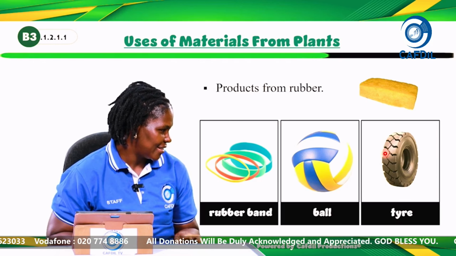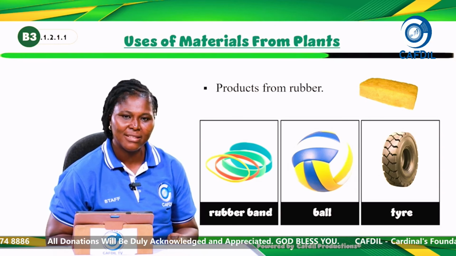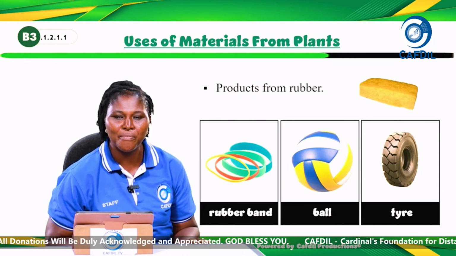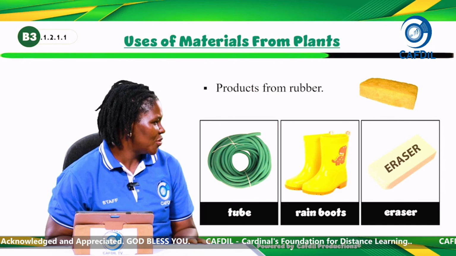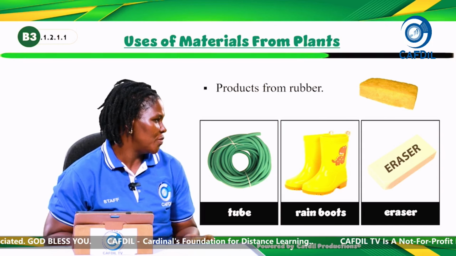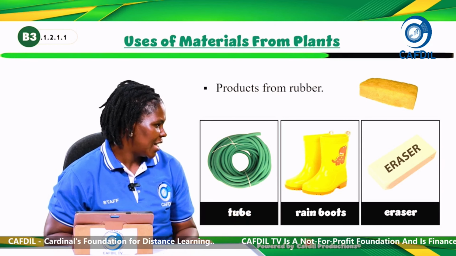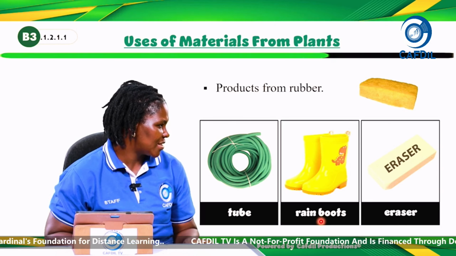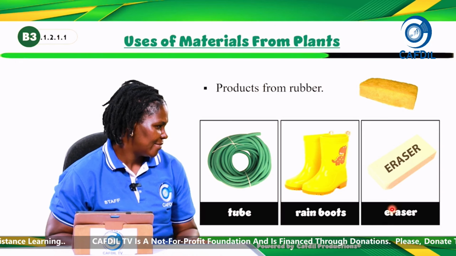Now rubber is different from plastic. Good. Now we can also use it to make tube. The rubber hose, the pipe hose, the tube, and then rain boots, and then eraser. Good.